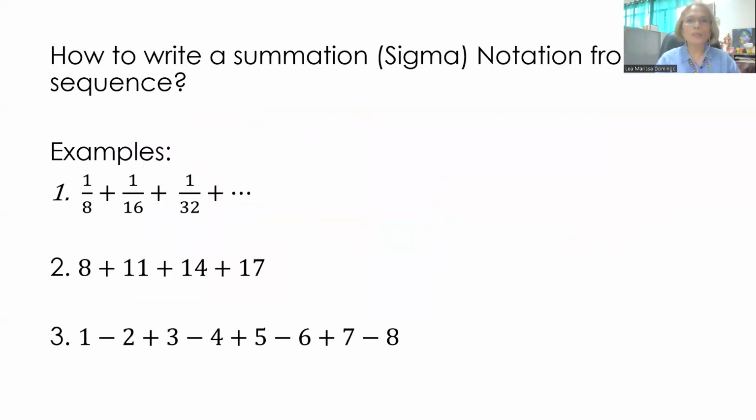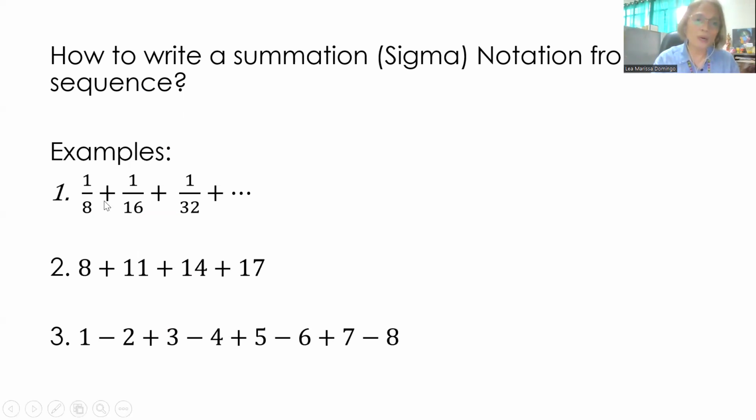Okay? Paano naman baliktad, no? Paano naman sumulat ng sigma notation or summation notation from a sequence? Kasi kanina, kinuha natin yung sum, no? Given a sigma notation. Ngayon, meron tayong sequence. Kukunin natin yung sigma notation or gagawin natin yung sigma notation.